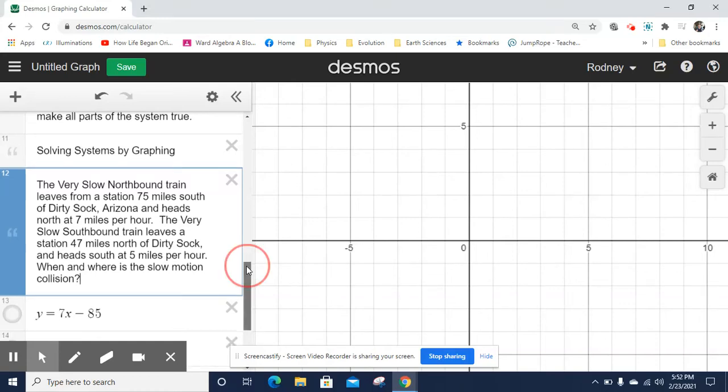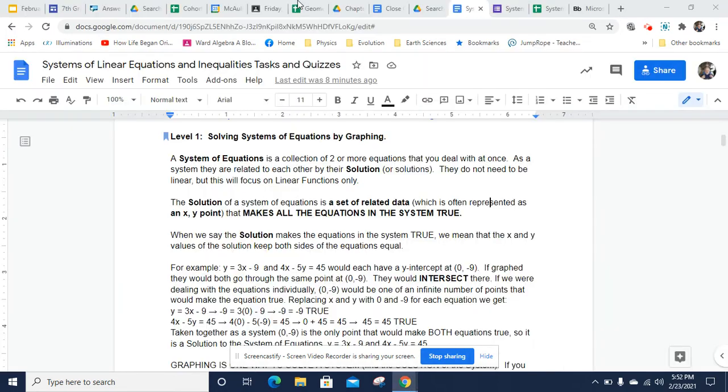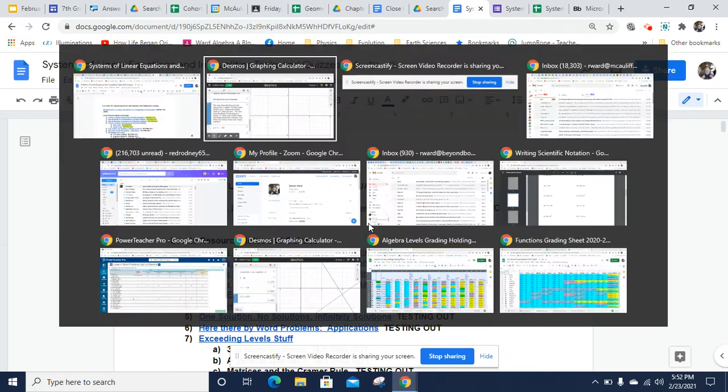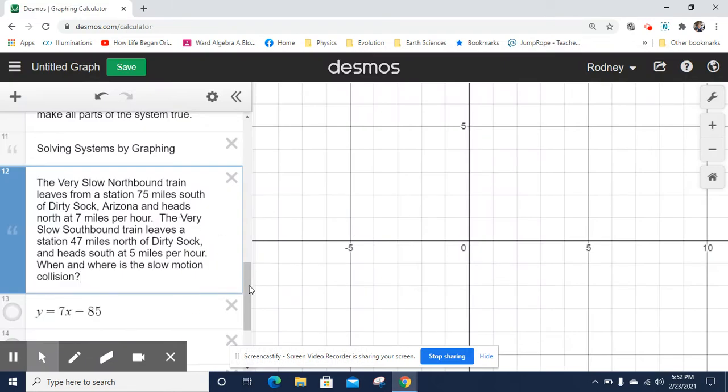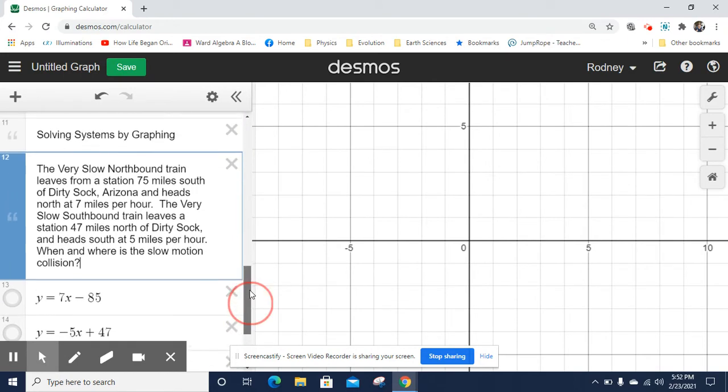If you have watched my initial video, which I posted at the very top of the systems thing, "What the heck is a system of equations or inequalities?", you probably already have a sense that a system of equations is a point that is the overlap or intersection between two or more equations, and that can be found oftentimes by graphing. So I've created a little scenario for solving systems by graphing.